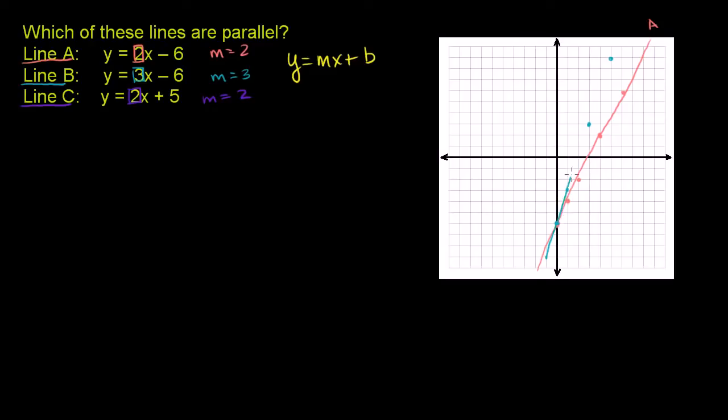Trying my best to connect the dots. It has a steeper slope. And you see that when x increases, this blue line increases by more in the y direction. So that is line B. And notice they do intersect. There's definitely not two parallel lines.